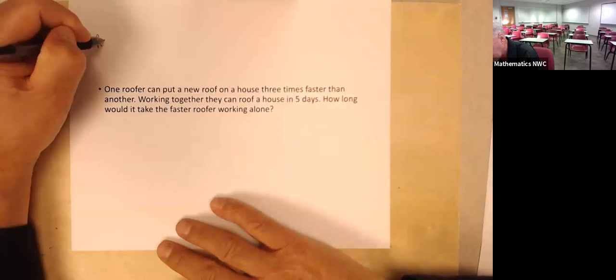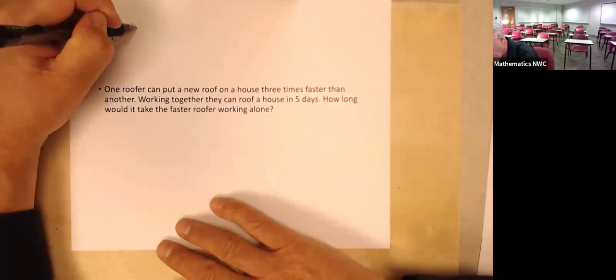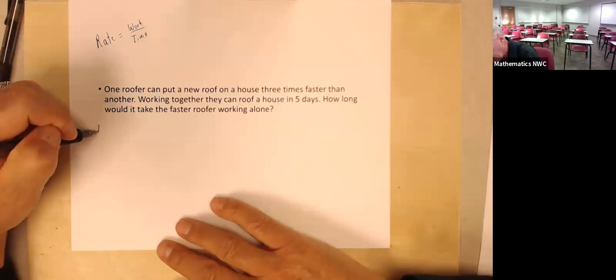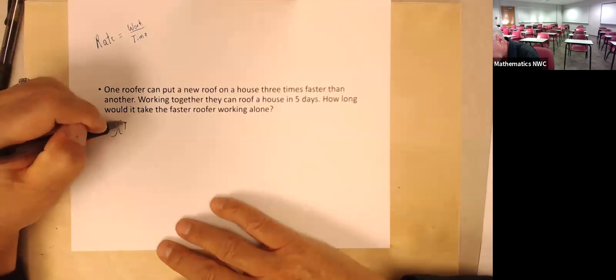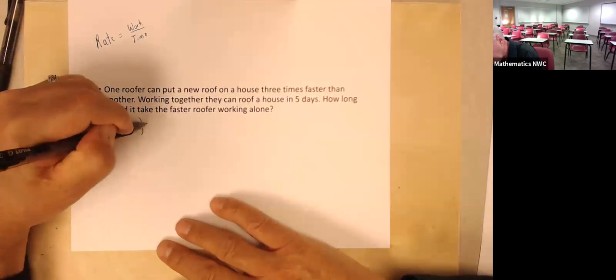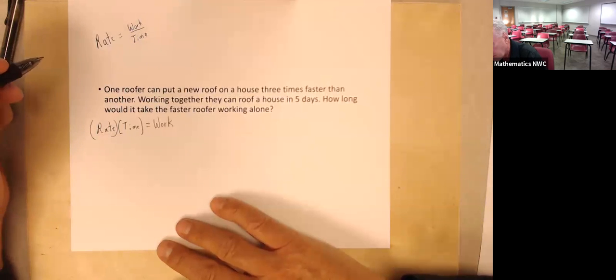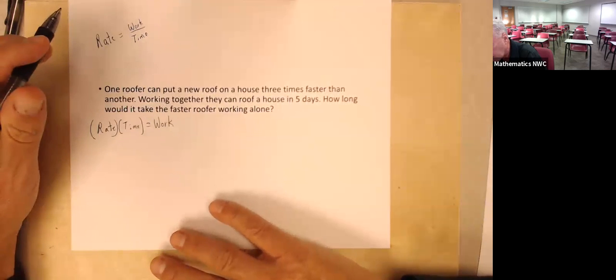Remember, the rate is the amount of work done divided by time. And my rate multiplied times time gives me the work done. Same formula we've been using. How long would it take the faster worker roofing alone?